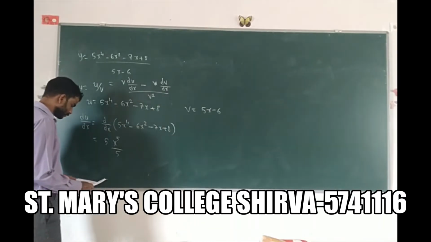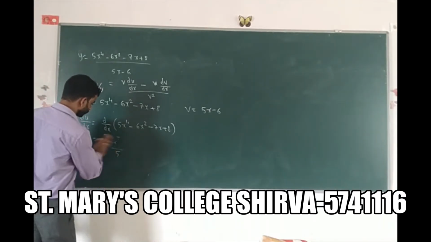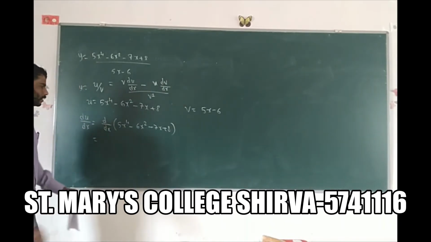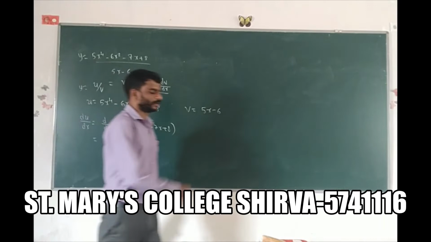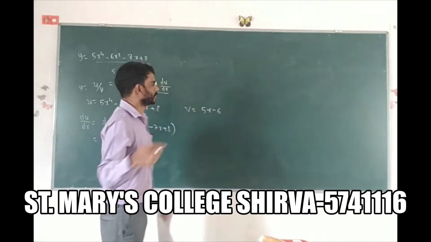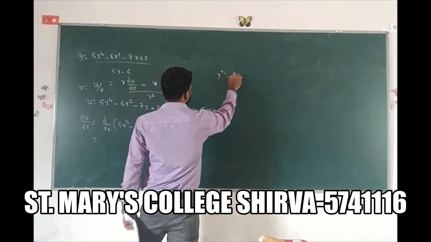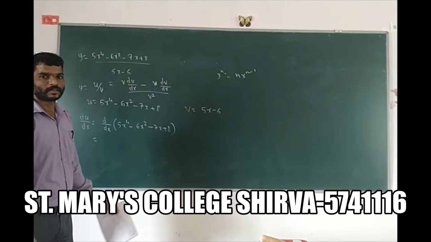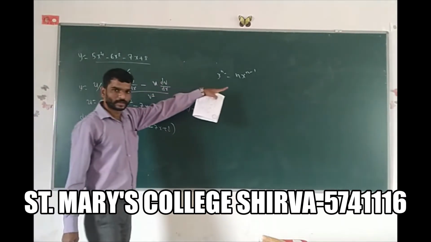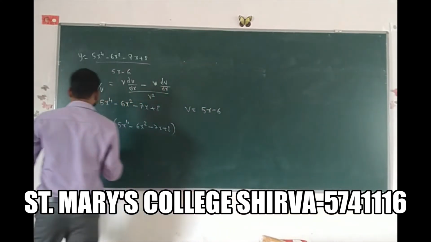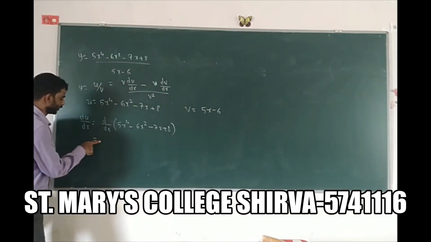Just wait. Sorry, I made a mistake here. I am discussing differentiation, not integration, right? So x power n becomes n into x power n minus 1. That means x power 4 becomes 4x cube. We will discuss the integration later.